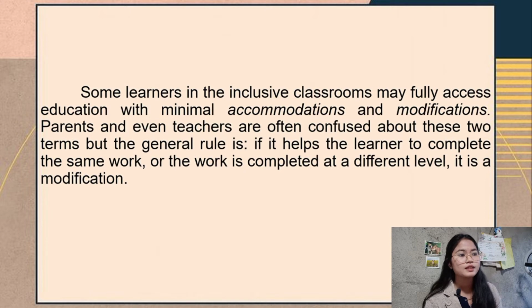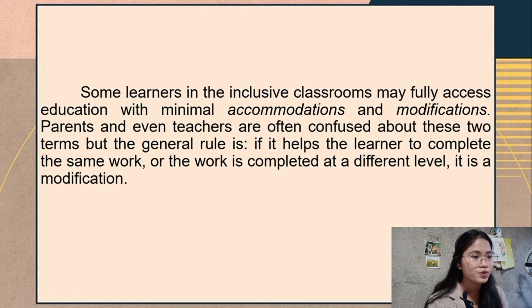Some learners in inclusive classrooms may fully access education with minimal accommodations and modifications. You might get confused about what an inclusive classroom means. Well, an inclusive classroom is simply defined as the general education classroom. It is a typical classroom where students with or without disability learn together. It is actually the opposite of a special education classroom, where students with disabilities learn with only other students with disabilities.